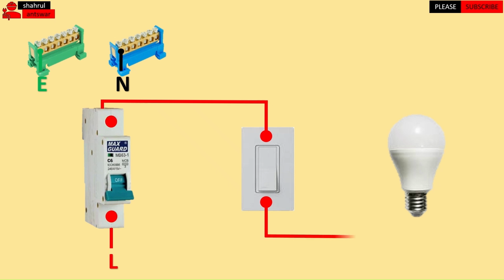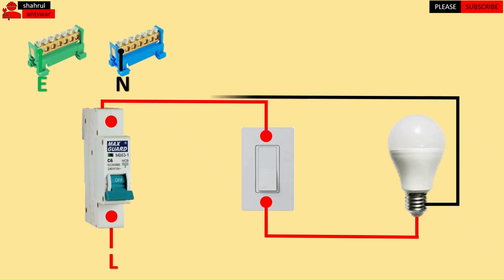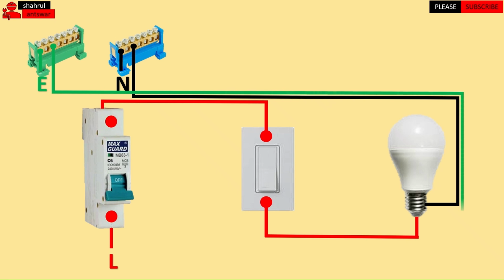This is a connection for the lighting circuit that is usually made for residential homes. Apart from using one-way switches, lighting circuit wiring can also be done using two-way switches and intermediate switches.